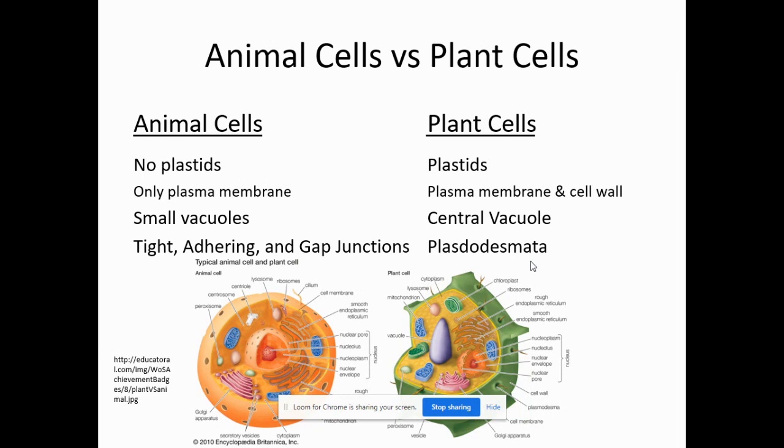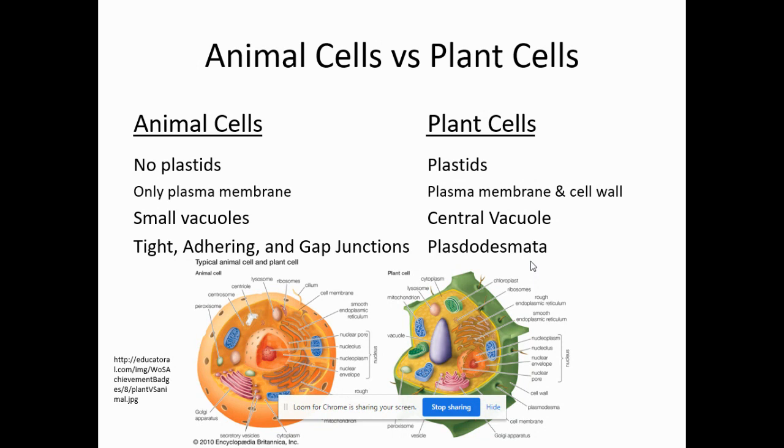So it's important to know some differences that we went over between animal cells and plant cells. Again, they're both eukaryotic cells, but they have some differences. Animal cells don't have plastids. Plant cells do. Remember, those are the chloroplasts, the chromoplasts, the leucoplasts. They're important for energy storage, pigment storage, and photosynthesis. Animal cells only have a plasma membrane. Plant cells have both a plasma membrane and a cell wall.